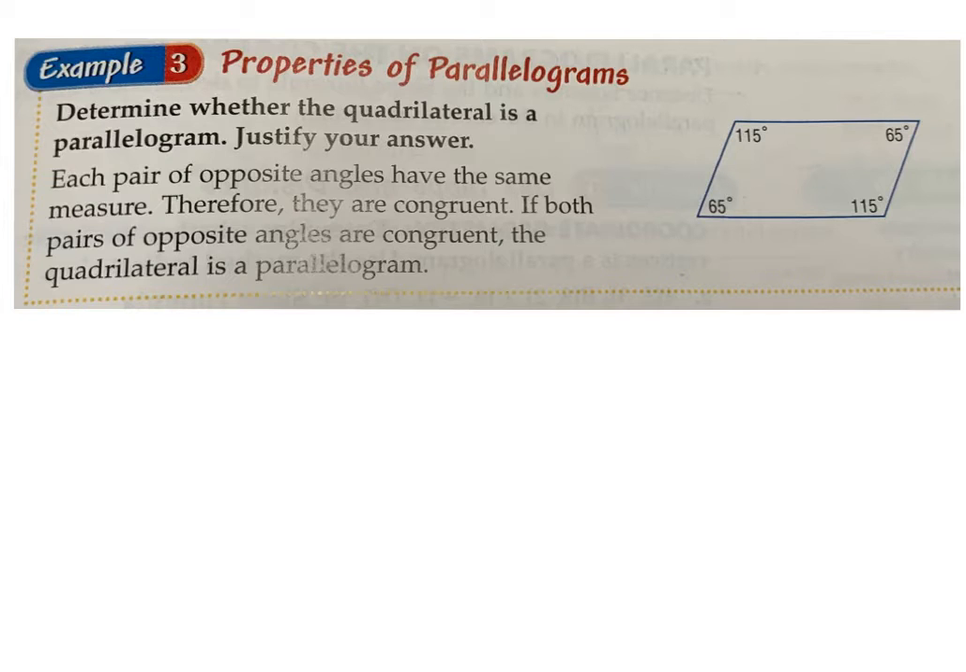So here they say determine whether the quadrilateral is a parallelogram. Well, let's see what we have here. We have congruent angles here. We have congruent angles here. Yes, according to the theorem that we just looked at, that's a parallelogram. That's all we have to do there. All right?